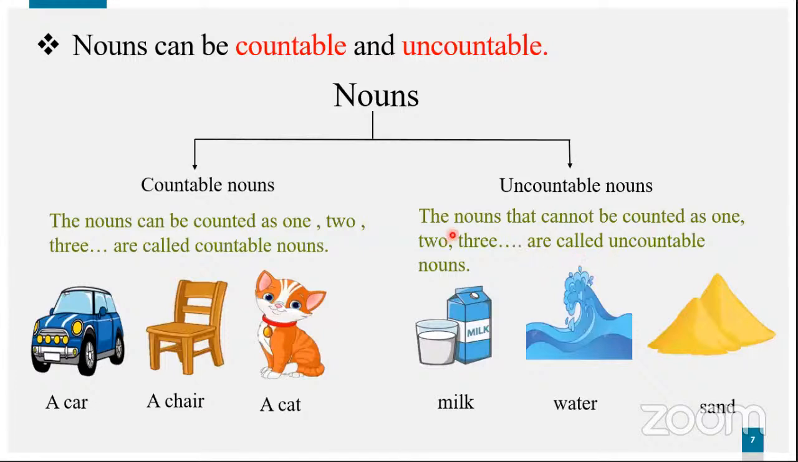That means the nouns that cannot be counted as 1, 2, 3 are called uncountable nouns. The nouns that are difficult to count using numbers, we call uncountable nouns. I will explain this further later.